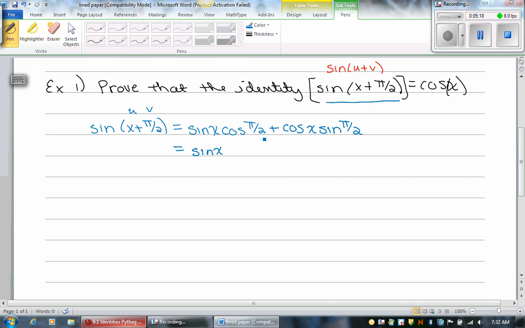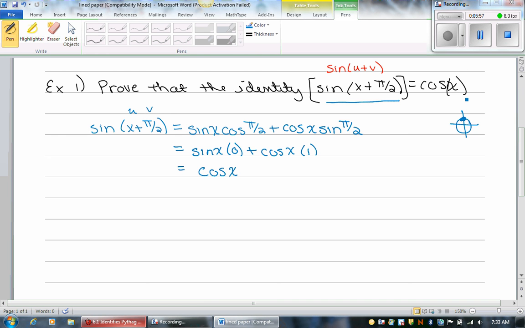But we know that cosine at pi over 2, or in degrees that's 90 degrees, is 0. And we know cosine of x stays cosine of x, and sine of pi over 2 is 1. Okay, well, 0 times anything is 0. 1 times anything is itself. So what we're left with is cosine of x, which is precisely what we wanted to prove our identity was equal to. Okay.